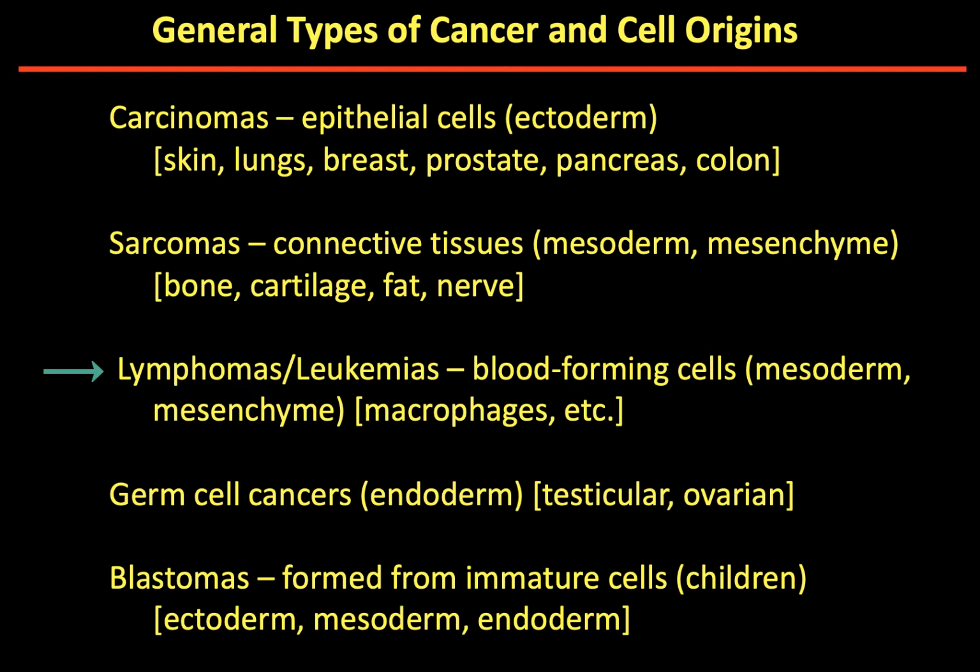originate from blood-forming cells, often arising from mesoderm and mesenchyme. These are macrophages, etc. Germ cell cancers are primarily from endoderm, and these are testicular and ovarian. And then blastomas are formed from immature cells, usually found in children, and can originate from ectoderm, mesoderm, or endoderm.